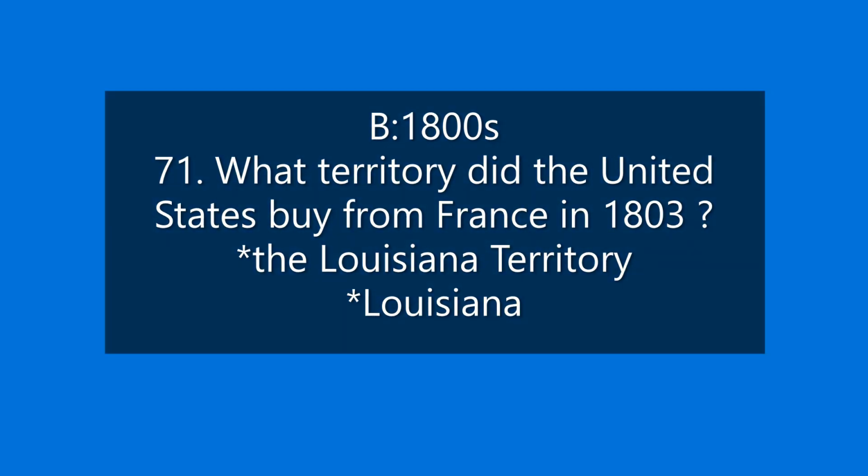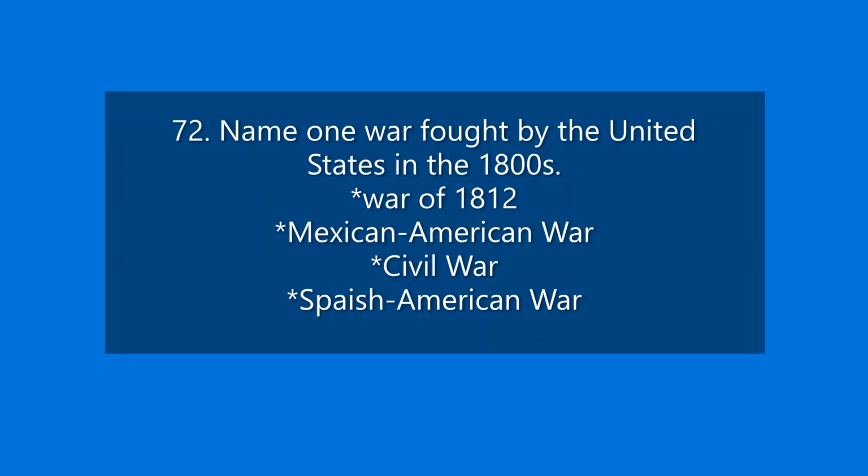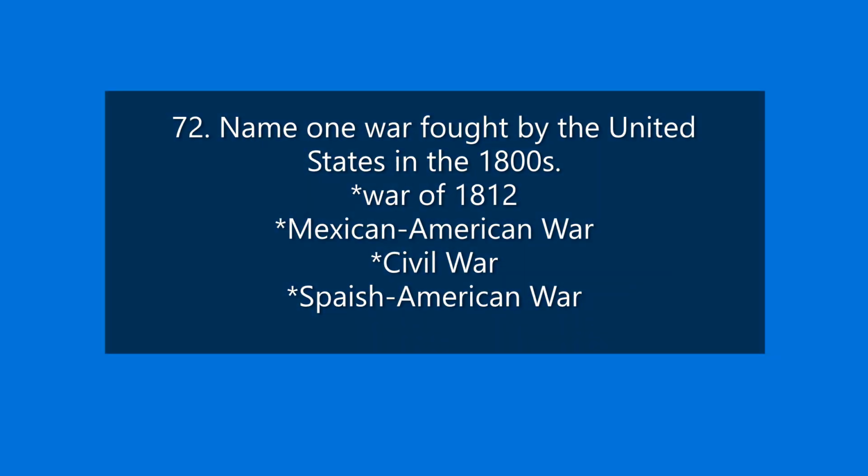Now let's move to section B, 1800s. Question number 71. What territory did the United States buy from France in 1803? The answer: it'll be the Louisiana Territory. Number 72. Name one war fought by the United States in the 1800s. The answer: you can pick the most famous one. It'll be Civil War.